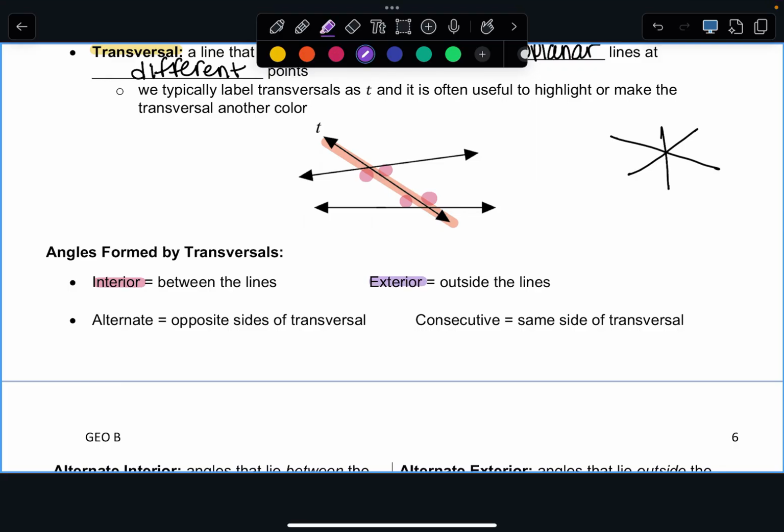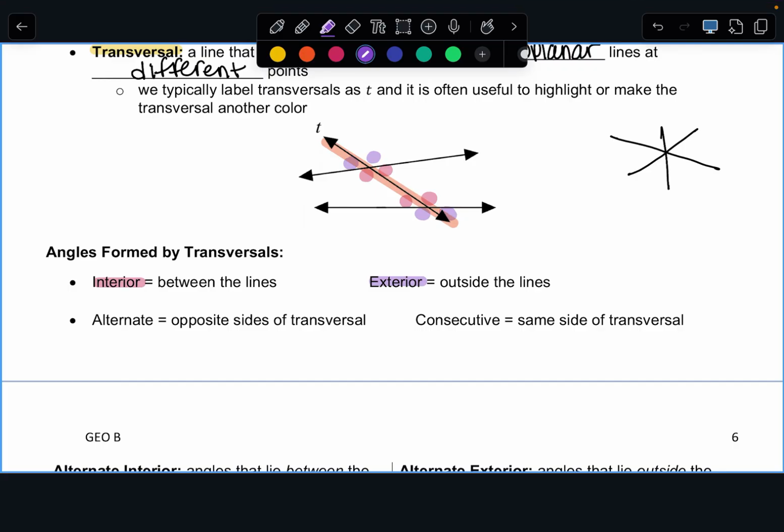Exterior is outside. So these 4. 1, 2, 3, 4. So what we do is we define these angles by whether or not they're inside or outside the 2 lines.